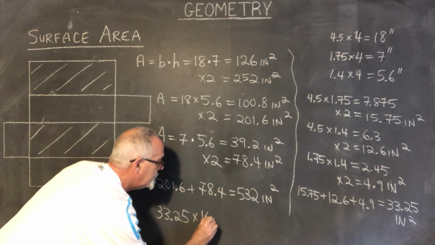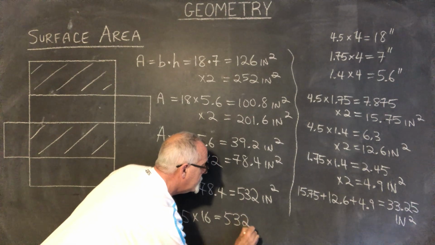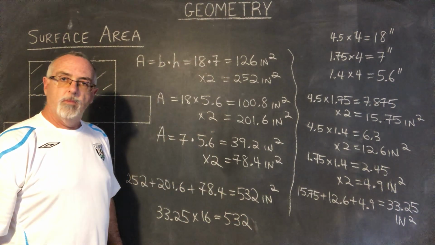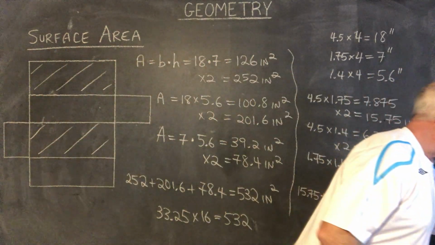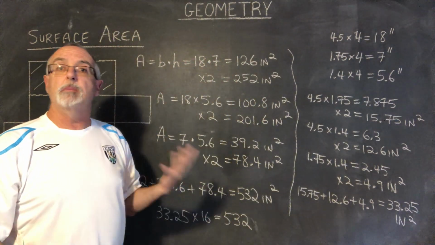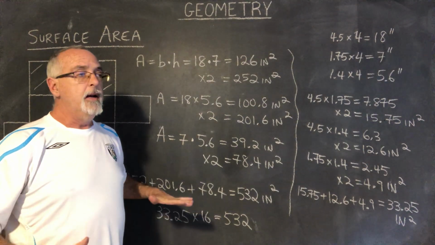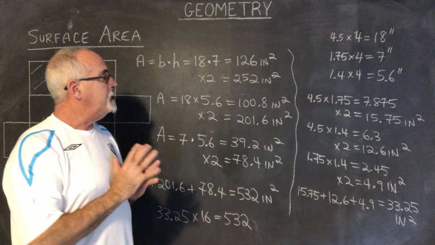Times 16 equals exactly 532. I just won't write the units. Why would it be 16 instead of 4? That is something that is worth thinking about. But I'll leave that as part of the math lab exploration for a student to try and come up with an answer to that question, because it goes beyond the scope of the lesson plan I have planned for today.